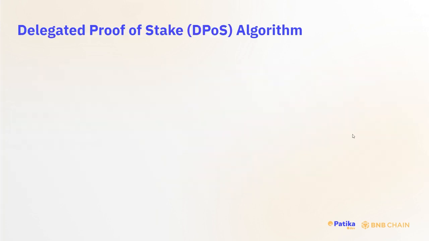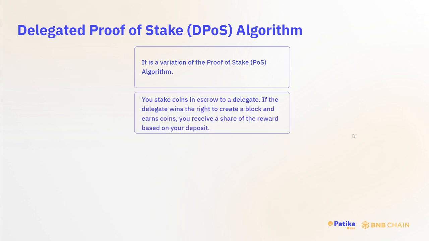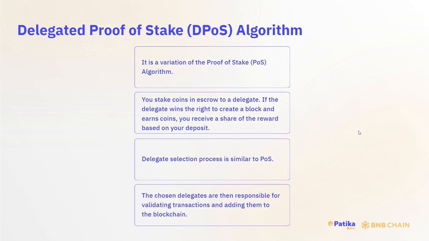Okay, let us also talk about delegated proof of stake consensus algorithm. It's a variation of the proof of stake algorithm. You stake coins in escrow to a delegate. If the delegate wins the right to create a block and earns coins, you receive a share of the reward based on your deposit. Delegate selection process is similar to proof of stake. The chosen delegates are then responsible for validating transactions and adding them to the blockchain.